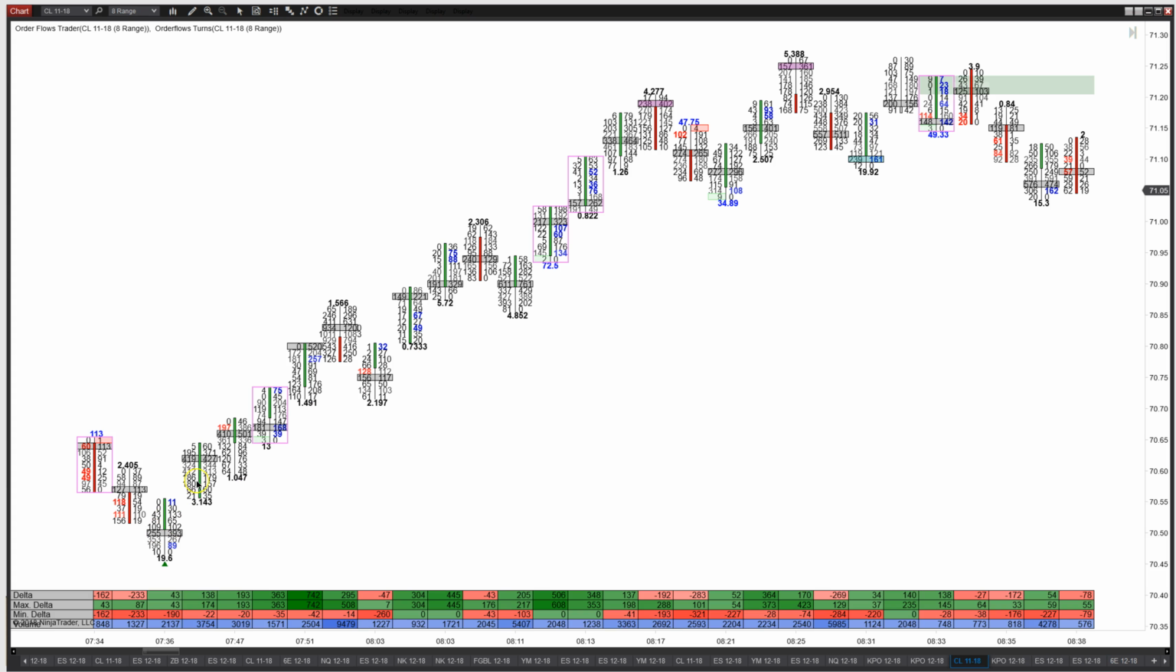Would you rather be getting long down here at 70.70 or up here at 71.25? You're going to want to be getting long down here closer to the low rather than up here near the high.